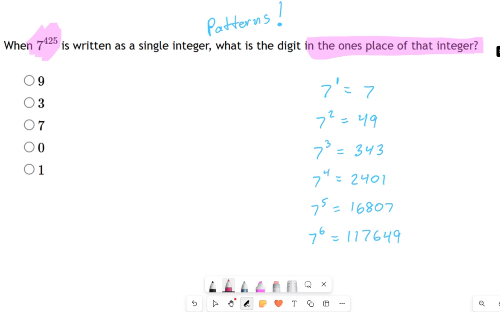Well, if you actually tried to punch this into a calculator, it's not going to work. It's just too big. It's enormous. It's got hundreds of digits. So instead, we're going to have to figure out a smart way to do this, and that is by recognizing patterns.